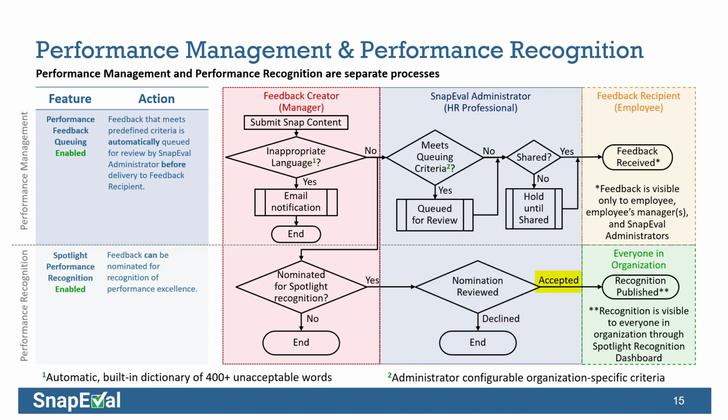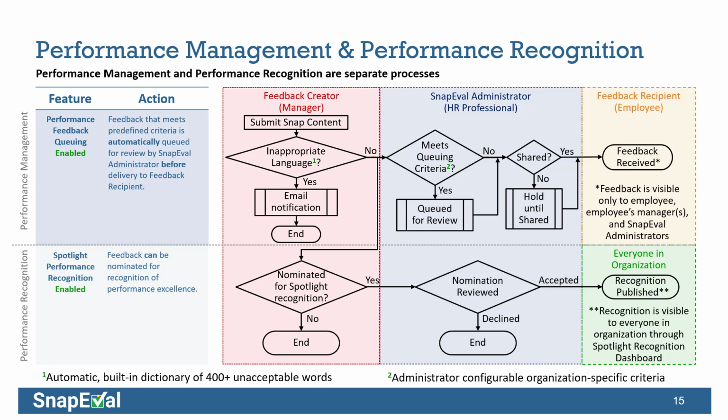On the other hand, if you accept it, then what happens is, in addition to the employee receiving their snap as they normally would on the performance management side, they get a second email from the SnapEval system that says, hey, you've been recognized for performance excellence. And in addition to that, that snap gets published to an internal dashboard that everybody in your SnapEval instance has access to that will basically show all the feedback that has been recognized for performance excellence.